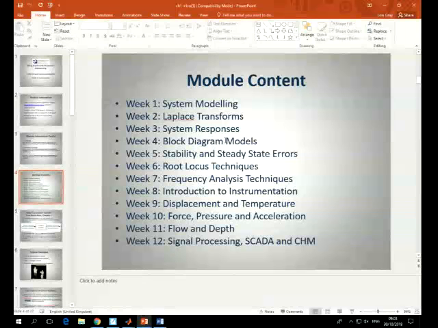Then system responses you've spent a good time on, because you've done your coursework on that as well. So that was looking at step responses, essentially peak time, settling time, overshoot, first order systems, second order systems, and how they respond to a step. We haven't done the block diagram models bit yet. We'll probably do that next week. That's the last part of the control theory. And today we're going to do the stability and steady state errors, which leads on to your next coursework as well. So I'll also go over your next coursework with you.